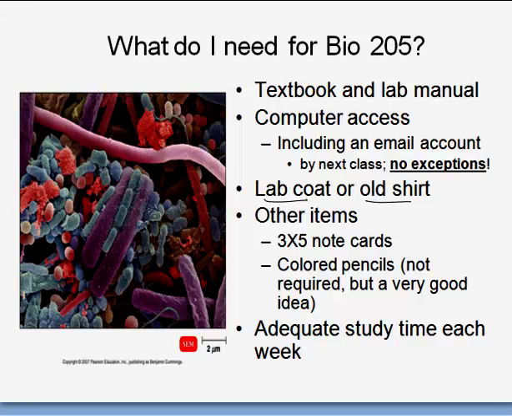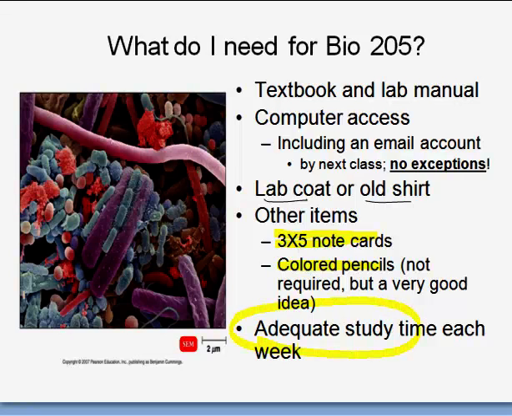Some of the other features that are important for you to have would be a 3 by 5 note card. I usually recommend students to have these because it helps them organize content for each week, and it helps you as it gets closer to the semester or to the exam dates. You can review. Colored pencil is another good idea to have. However, it's not required, but some people are more visual and they do better when they see things written in different colors.